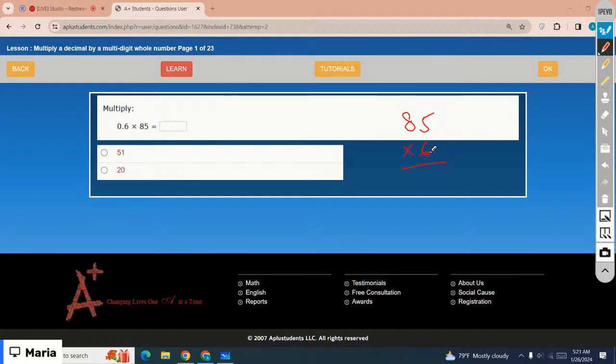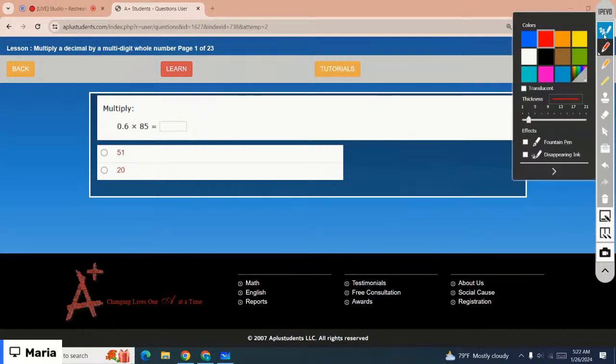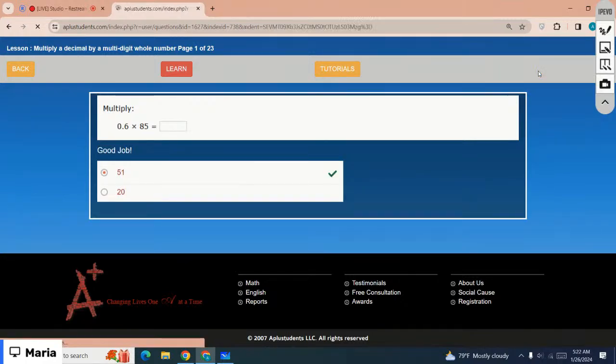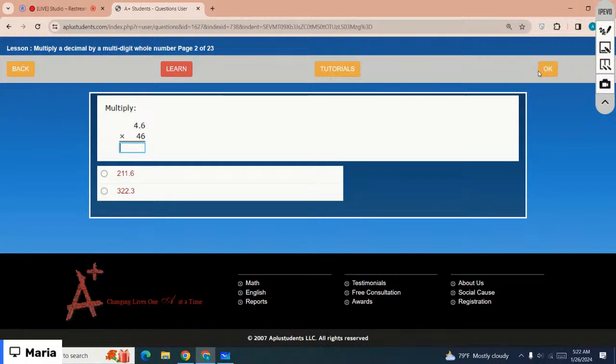Let's just do 85 times 6, right? 6 times 5 is 30. 8 times 6 is 48, 49, 50, 51. You have one decimal place. Move the decimal point from here to here. That would be 51.0, or you can write it as 51. Got it? The correct option is 51. Very good. The next one is 4.6 times 46. So which is the correct option?